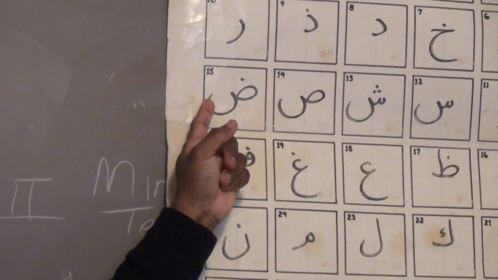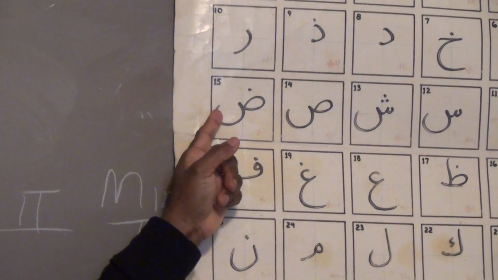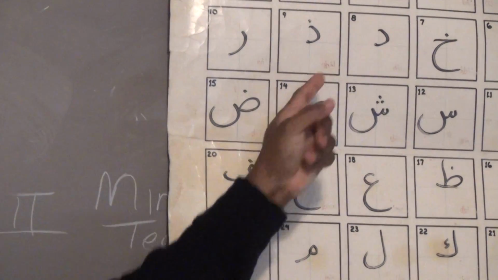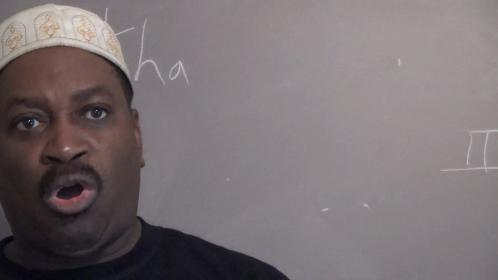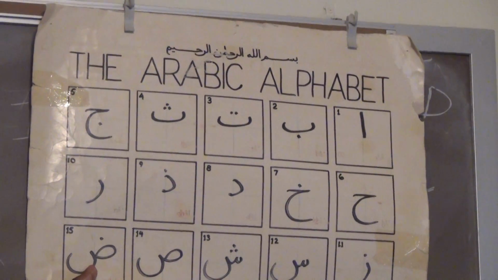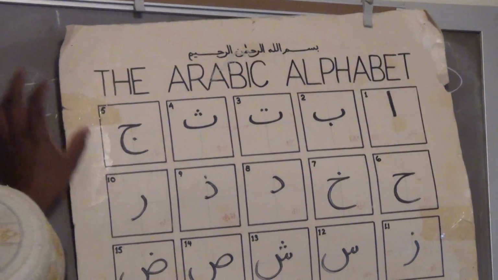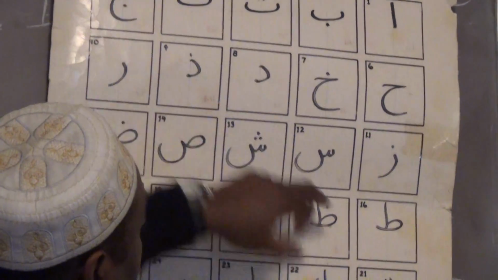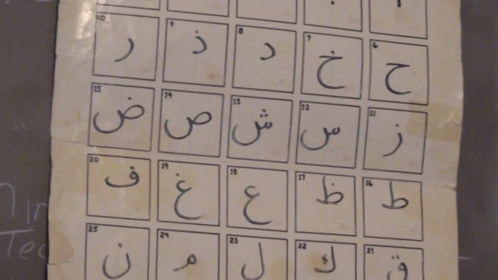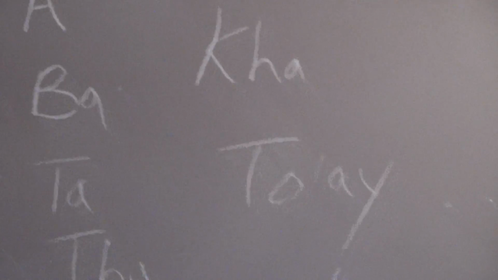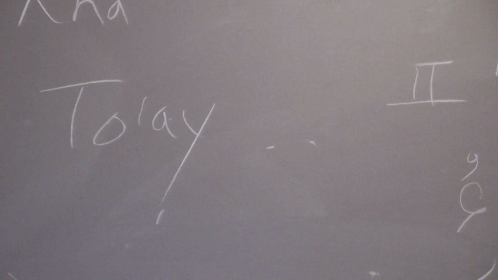The next letter is Dad. This is a hard D. Remember we said this was a D sound also, but this is a much harder D. Like when we said Darlene, Dart, Darlene. Okay, so this would be the D that we use. The next letter is Ta. This is a hard T. It's kind of like toy. It's a hard T sound.